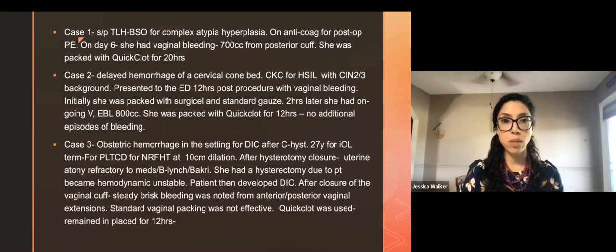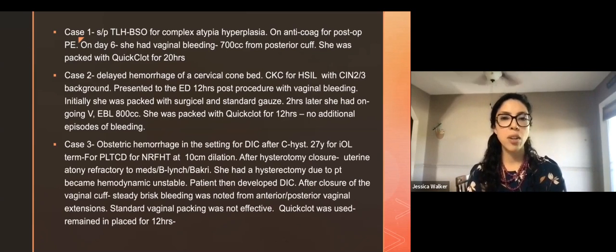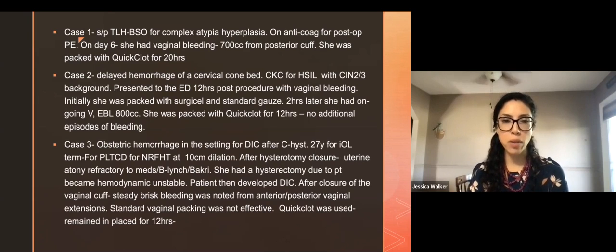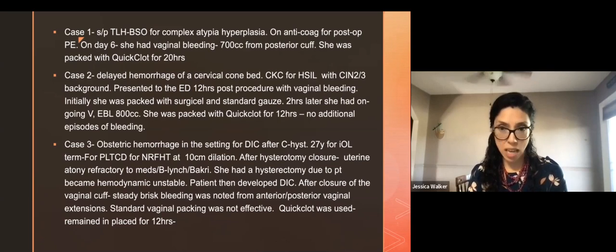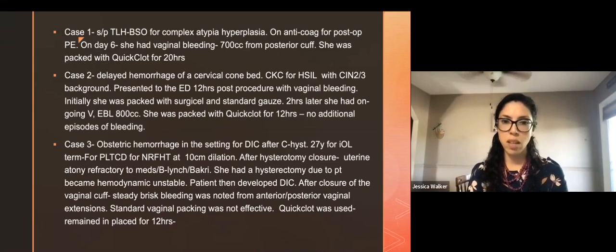And lastly, we have this obstetrical hemorrhage patient, I know we've seen this before. This was a patient that had a C-section for a non-reassuring fetal heart tracing, and of course things go south at the time of the C-section. She had uterine atony. They did all these things, the B-Lynch, the meds. She ended up with a hysterectomy, and shortly after that developed DIC. In this paper, they noted that after closure of the vaginal cuff, there was brisk bleeding vaginally. They attempted to repair that, but because of DIC, it was just not working well. So they packed her with QuikClot, and that remained for 12 hours and successfully controlled the bleeding vaginally for this patient.